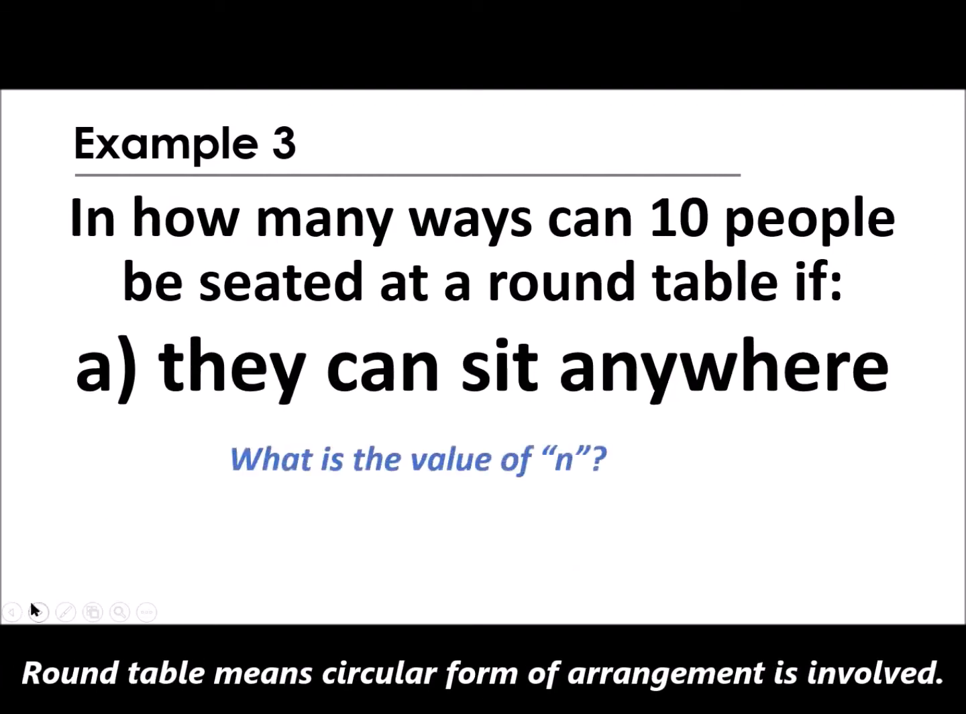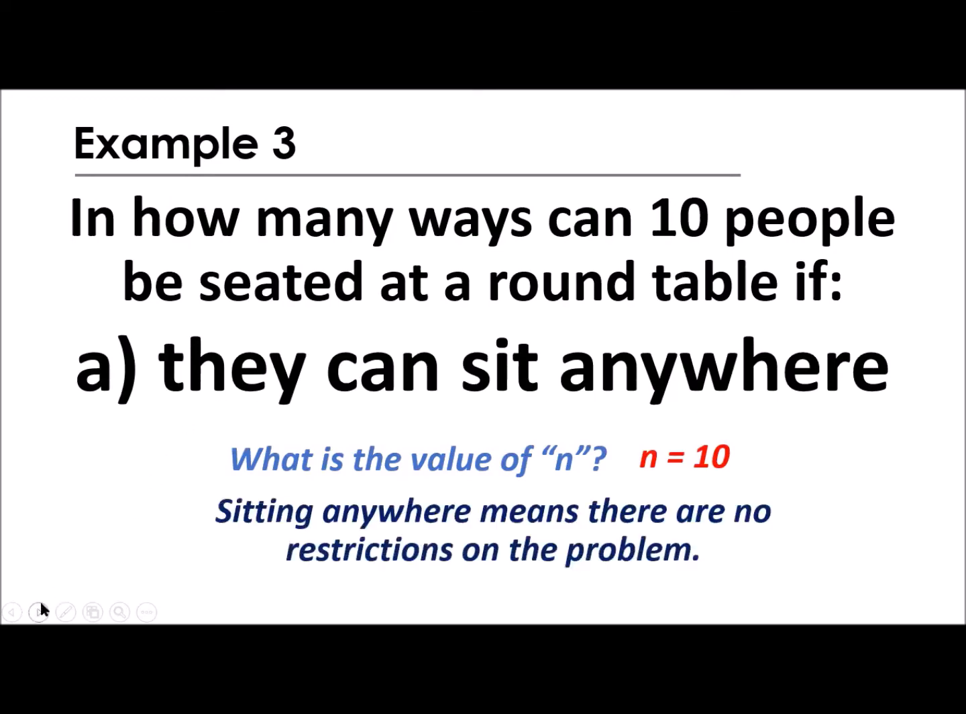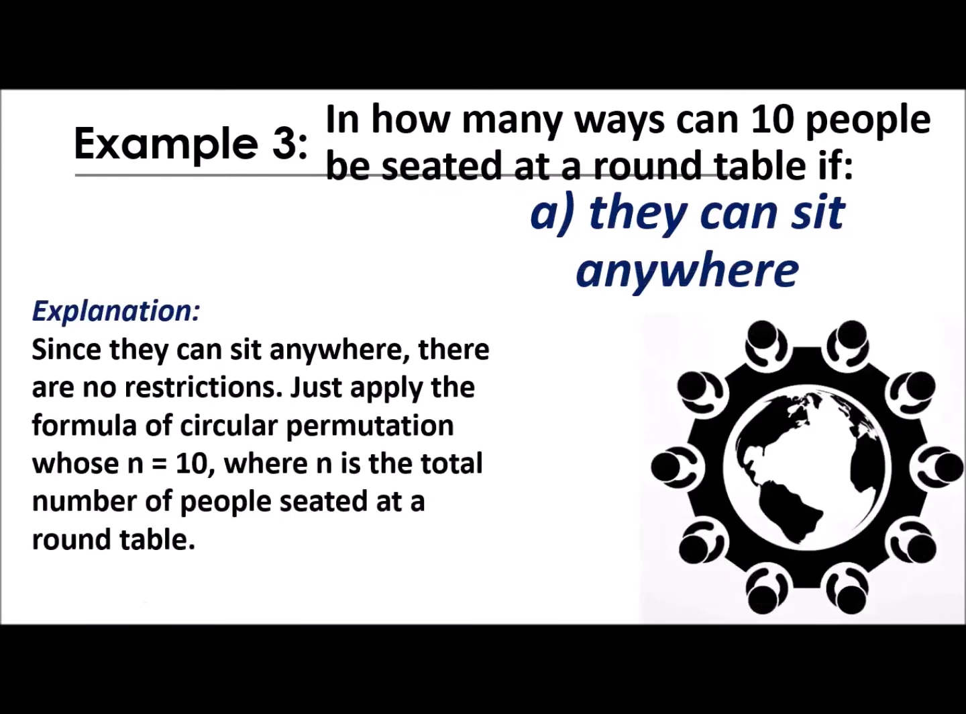So, magkakaiba yon. So, what's the value of n? Very good. The answer there is 10. Now, as you can notice, they can sit anywhere. Sitting anywhere means there are no restrictions on the problem, so we could solve it as easy as before. Katulad ng example number 1.